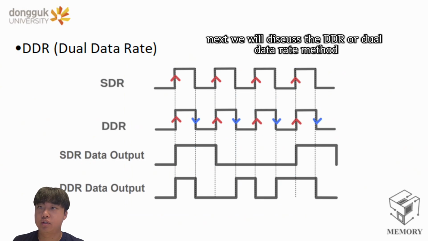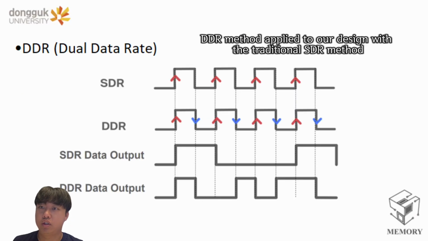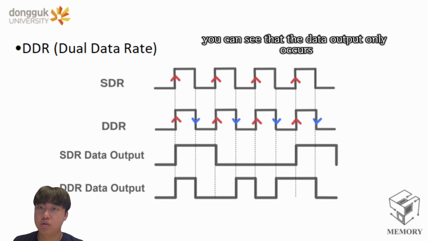Next, we will discuss the DDR, or double data rate, method for determining data transfer rates. This slide shows a comparison of the timing diagram of the DDR method applied to our design with the traditional SDR method. First of all, if you look at the SDR method at the top, only the rising edge, where the clock goes from low to high, will send data. You can see that the data output only occurs at the timing of the red arrow in the figure. That is, it's only processed one data per one clock time.